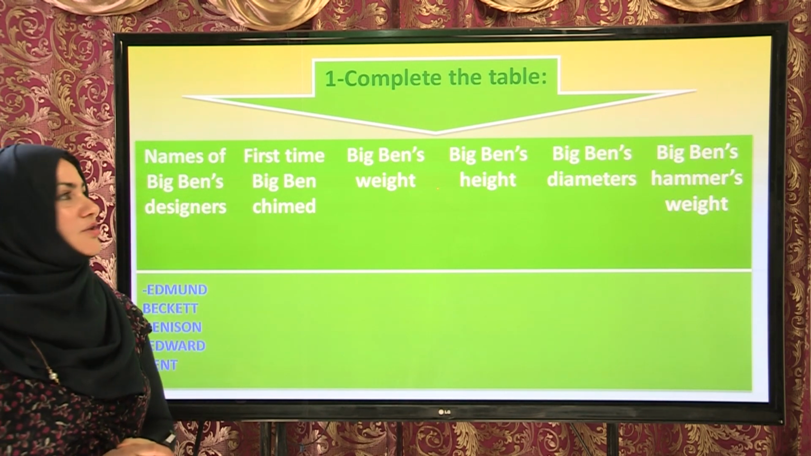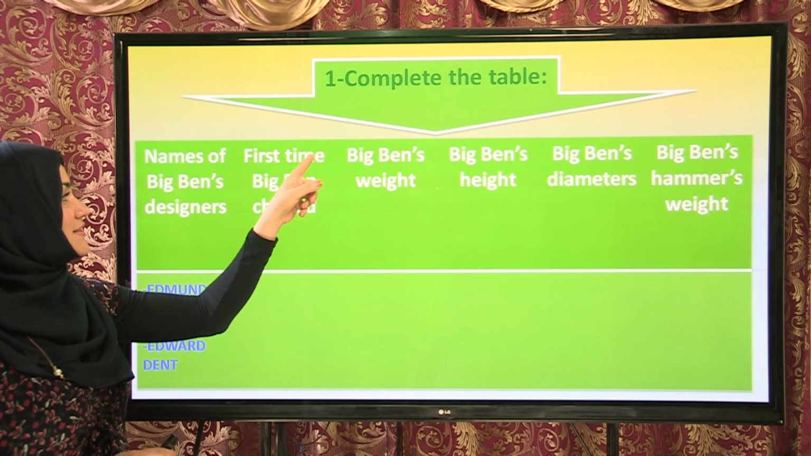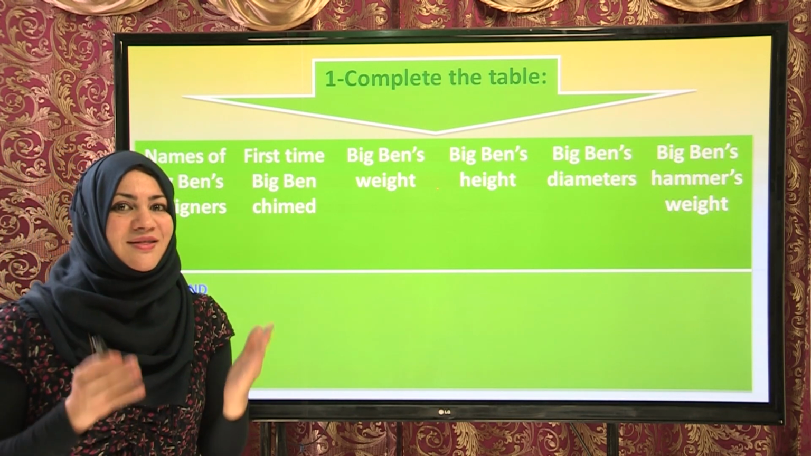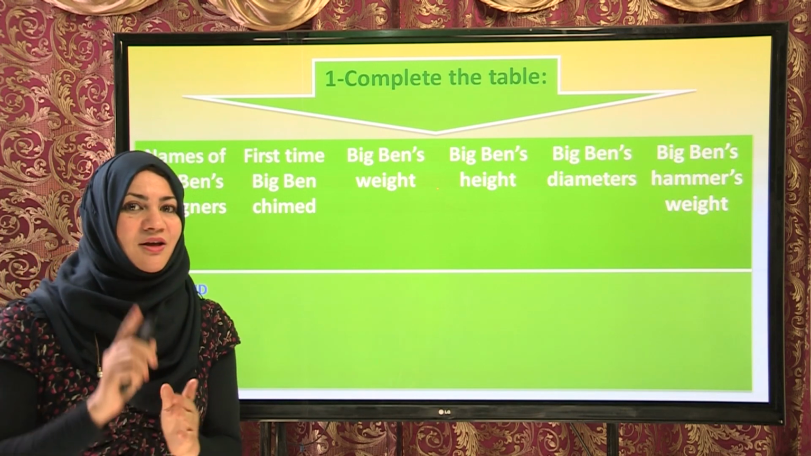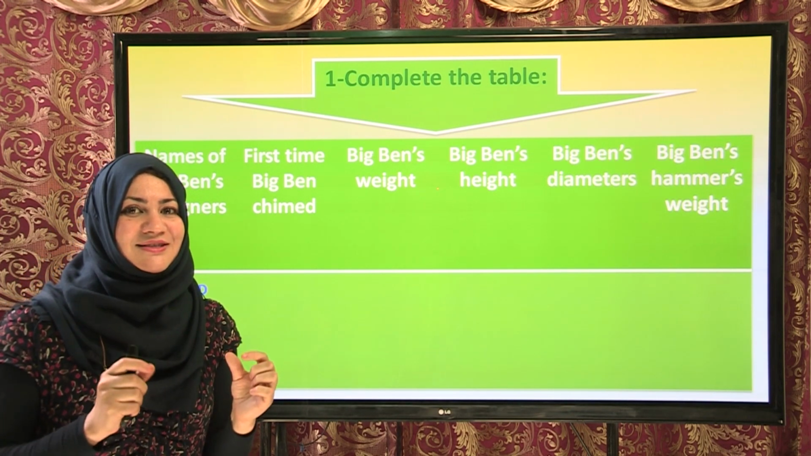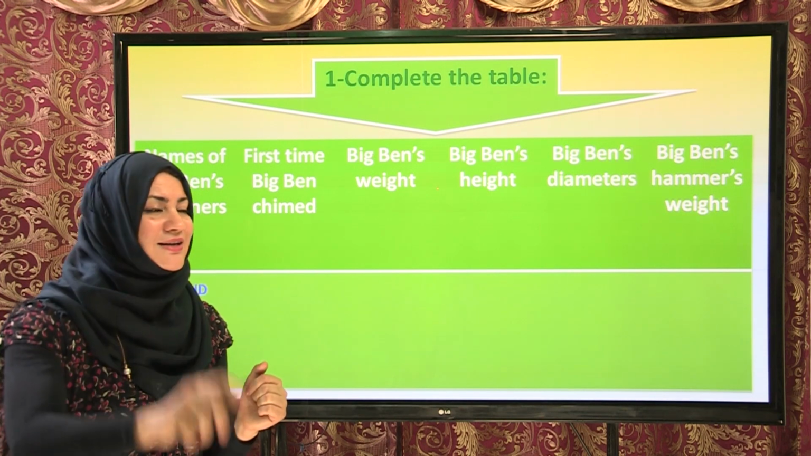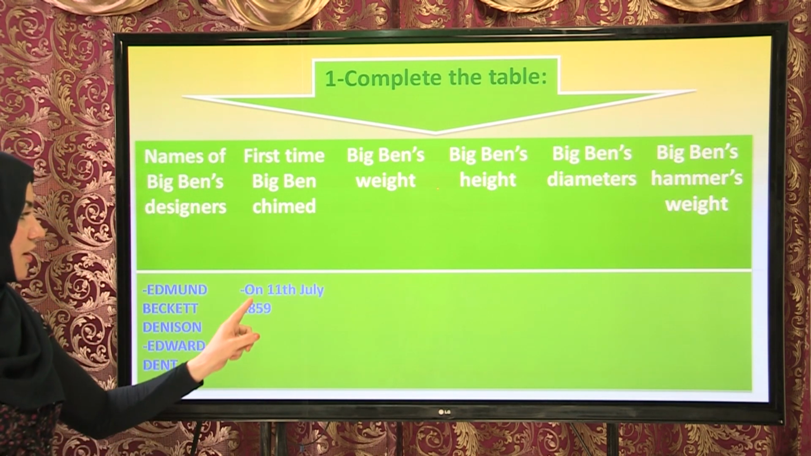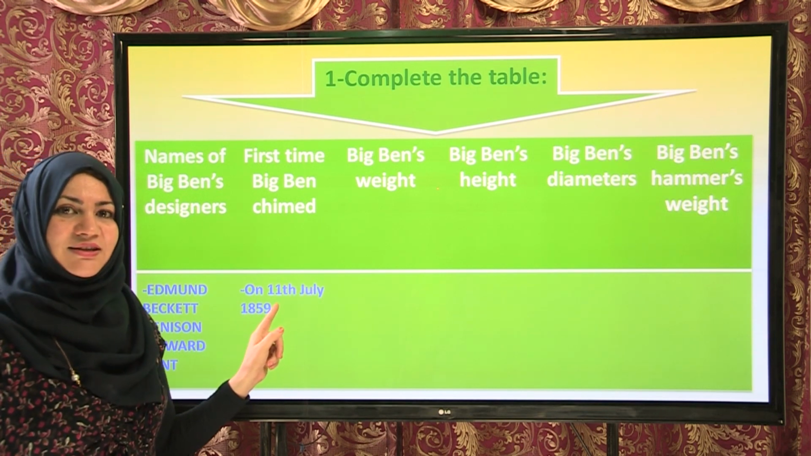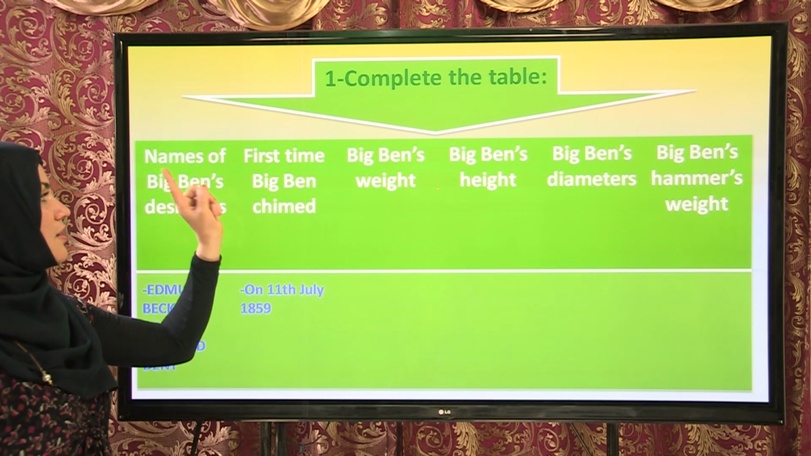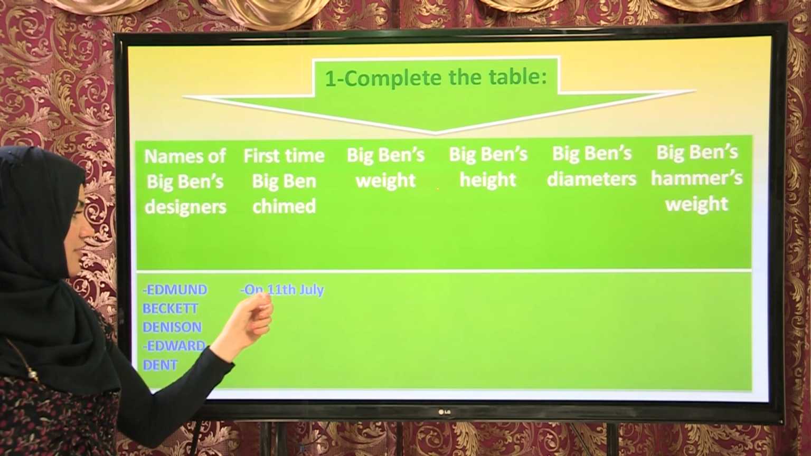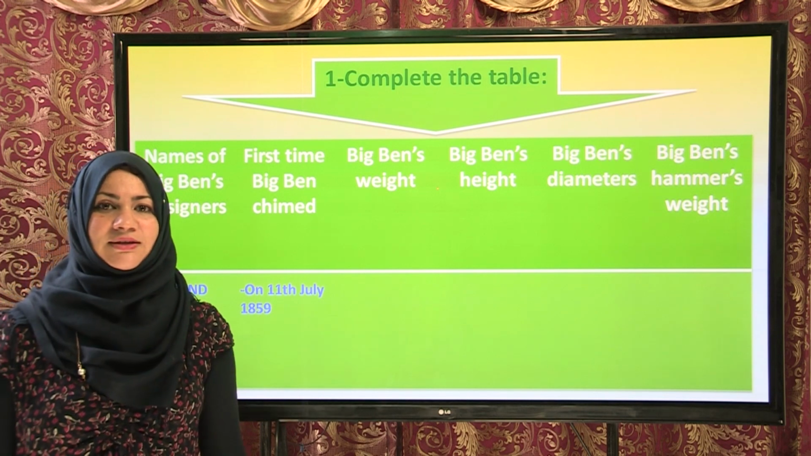Second information. The first time Big Ben chimed. When did Big Ben chime for the first time? We have to mention the date. Yes, my students, excellent, very good. On 11th July 1859. So we say Big Ben chimed for the first time on 11th July 1859.